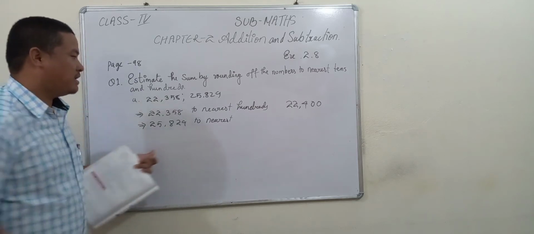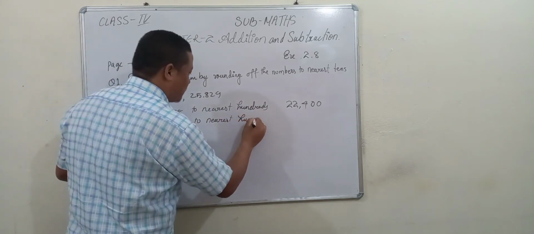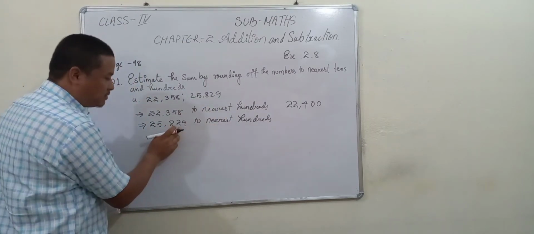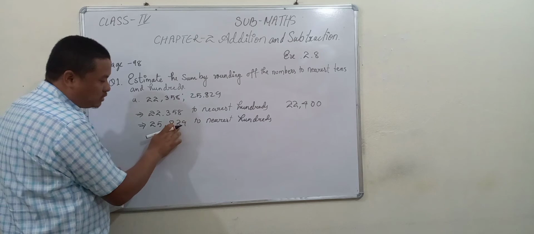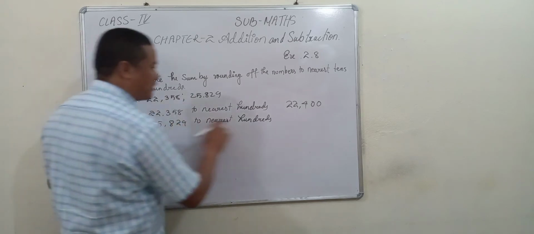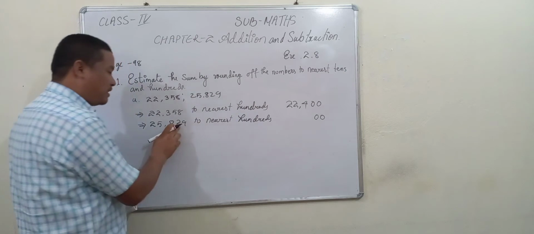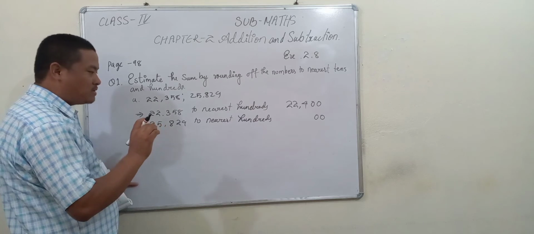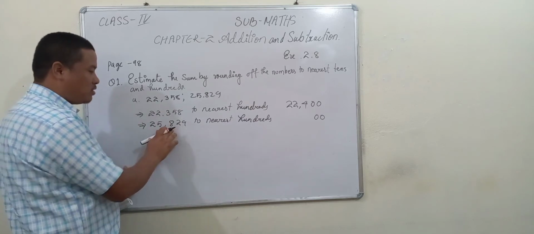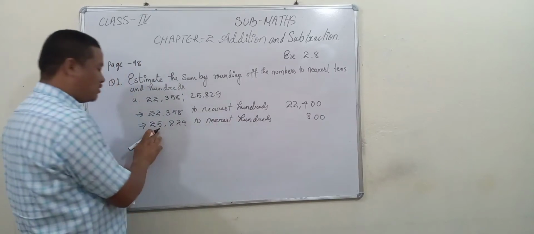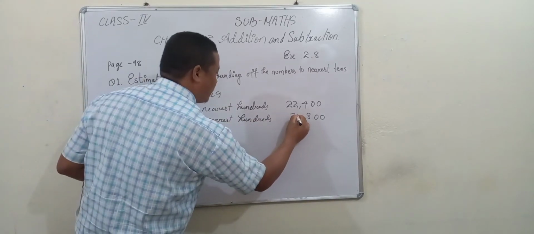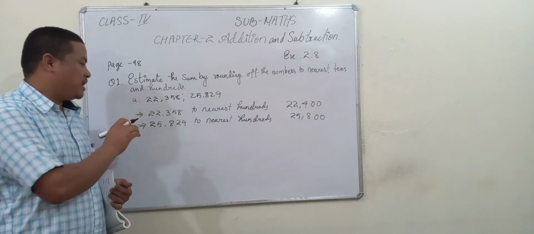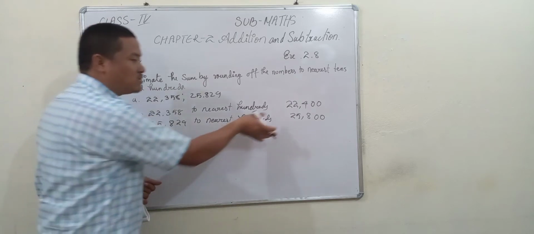35,829 to the nearest 100. Now nearest 100 means we will observe the tens place. Now this 2 and 9 will become 0. But now you observe this 2. 2 is smaller than 5, so the next number will not plus by 1. It will remain the same. So 8 and these two numbers also will remain the same. 25,800 is the nearest 100 of 25,829. Now subtract these two numbers.